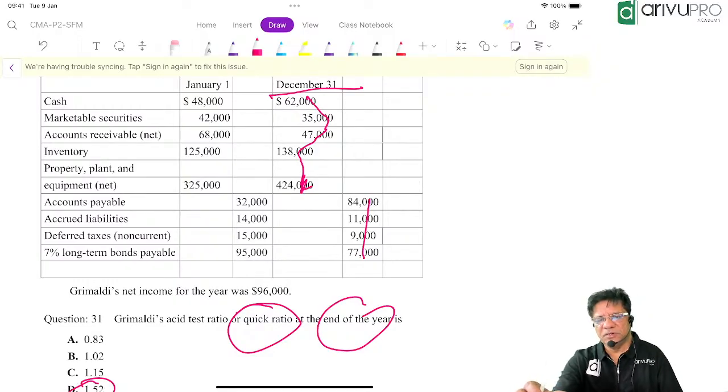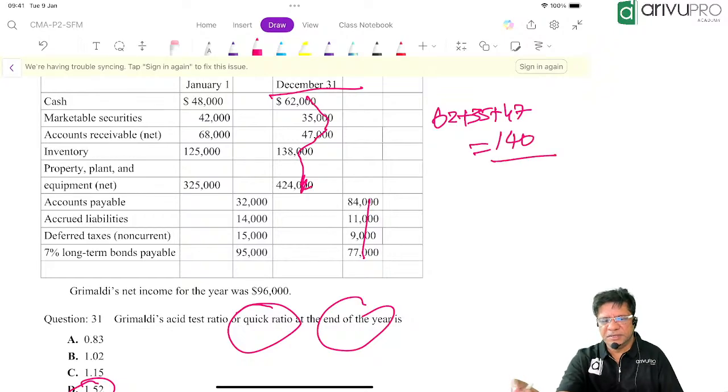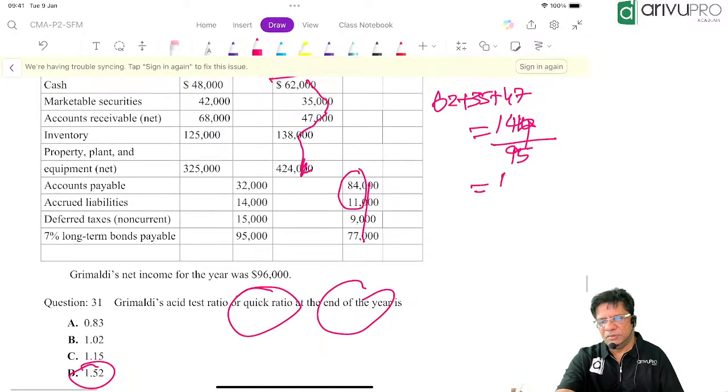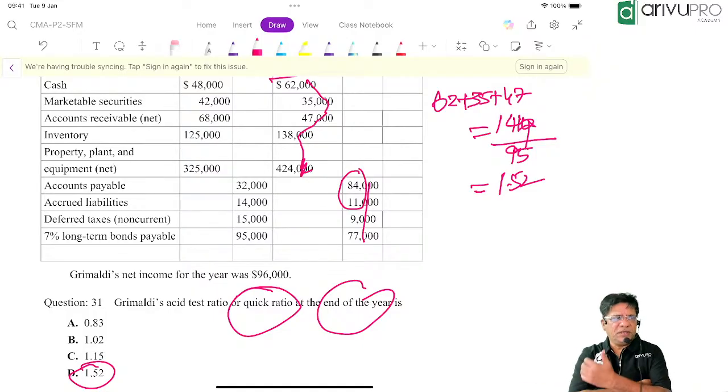Quick ratio is what? 62 plus 35 plus 47, right? 140 divided by 84 plus 11, 95. Divided by 95, 1.5. Yes. Abhyuta, I don't know how you got 100. You scared me.